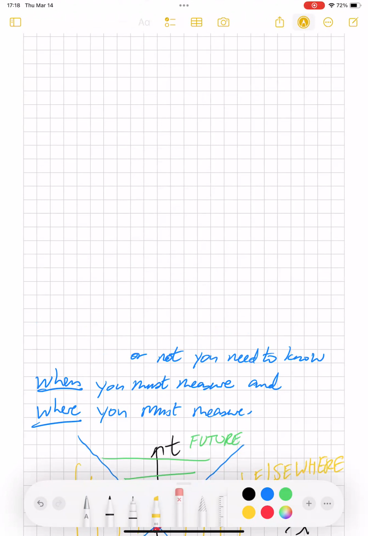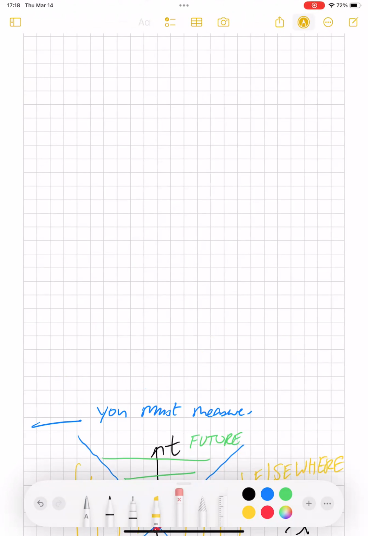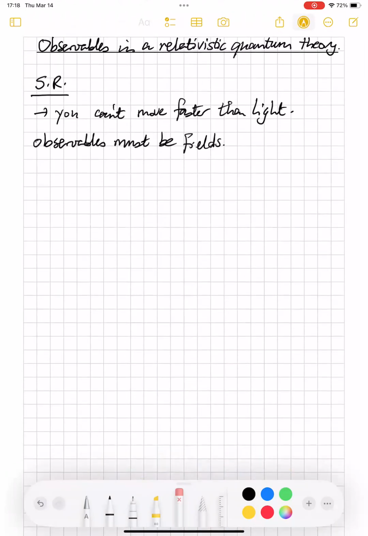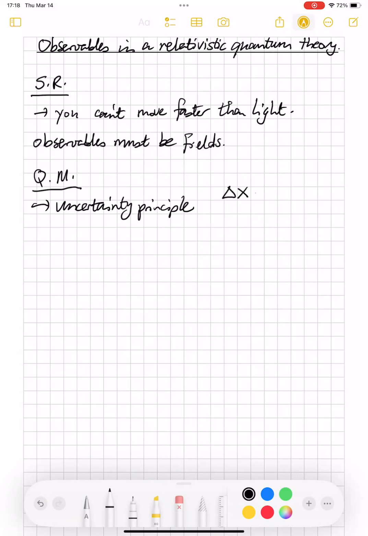And the basic constraint that comes from quantum mechanics is the uncertainty principle. And what do we mean by the uncertainty principle? Well, Heisenberg's uncertainty principle tells us that delta x, delta p is greater than or equal to h bar over 2.